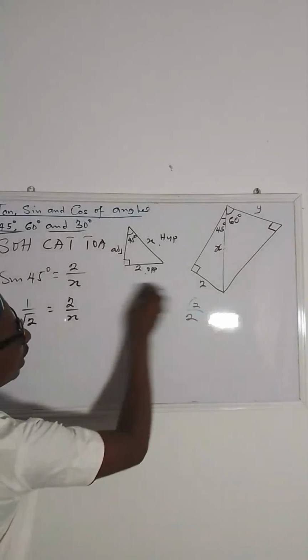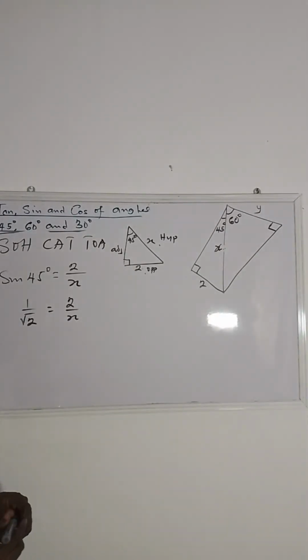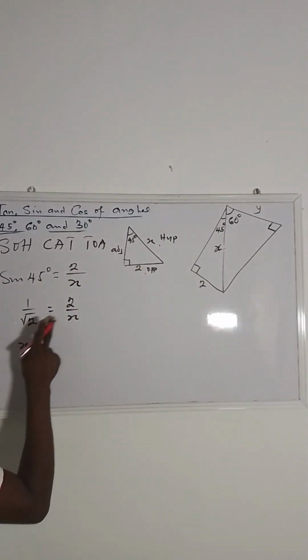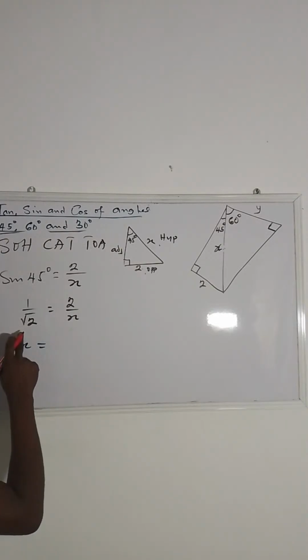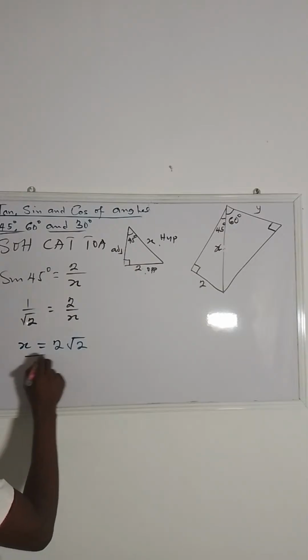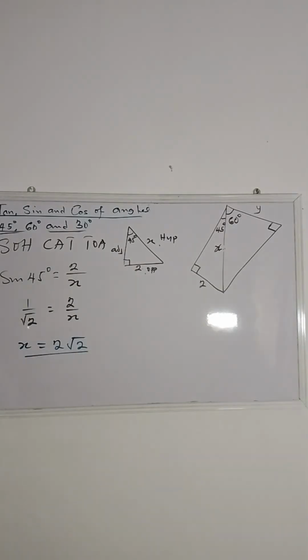Okay, so now you can cross multiply. When you cross multiply, what do you have? x times 1, you have x, and 2 times square root of 2. So you have 2 square root of 2. So this is going to be the value, the answer for x. All right, now we need to get y now.